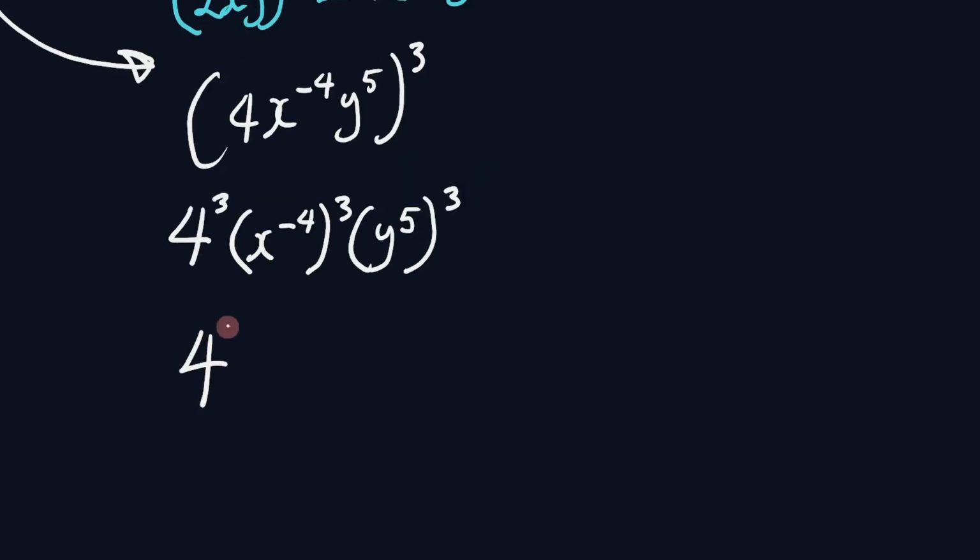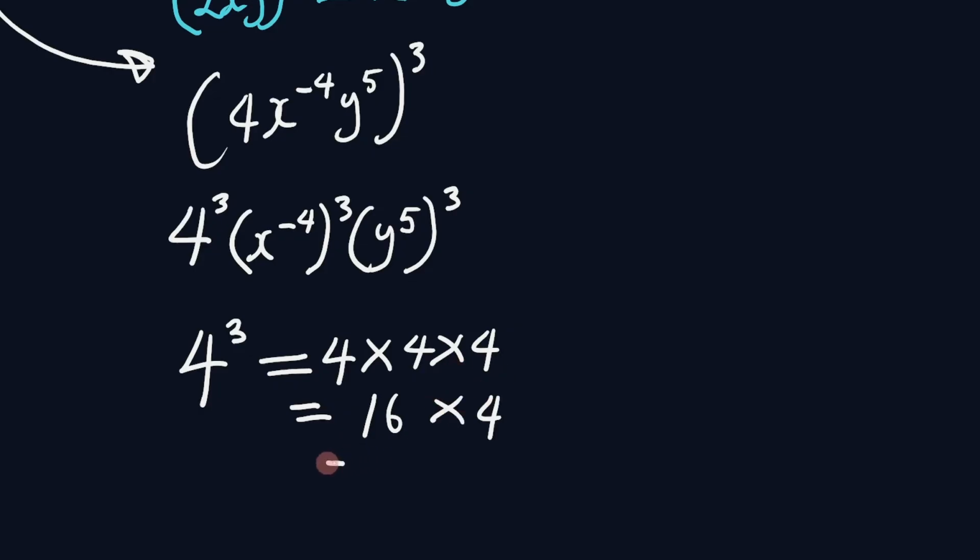4 to the power of 3 is the same thing as 4 multiplied by 4 multiplied by 4. 4 times 4 is 16. 16 times 4 will give us 64. So 4 to the third power is 64.